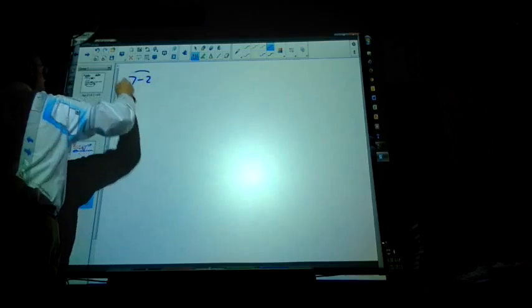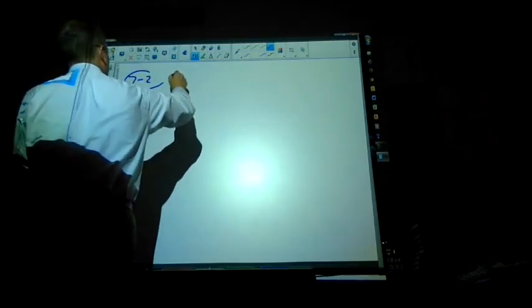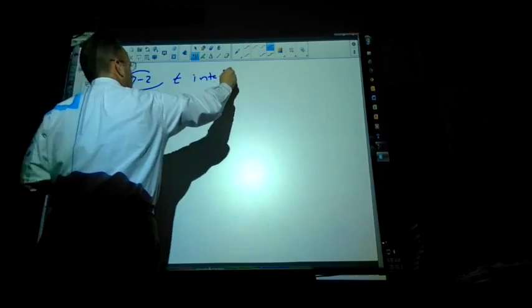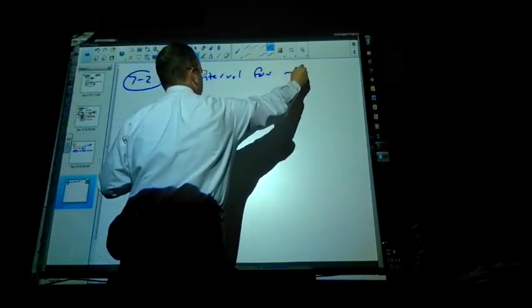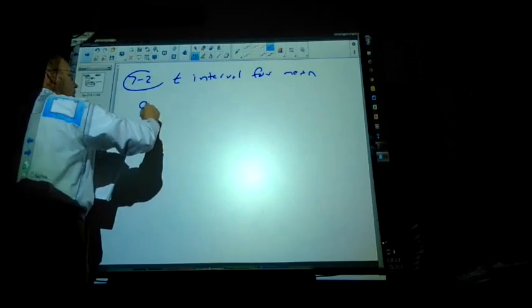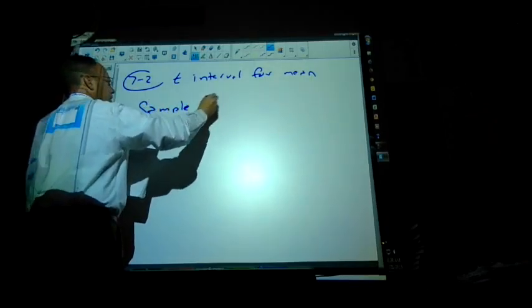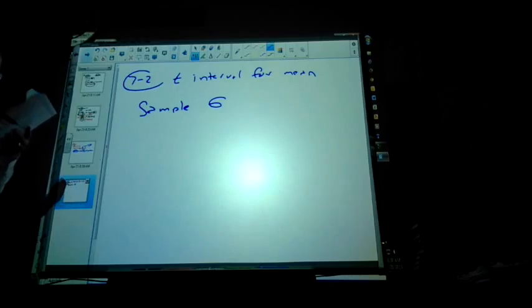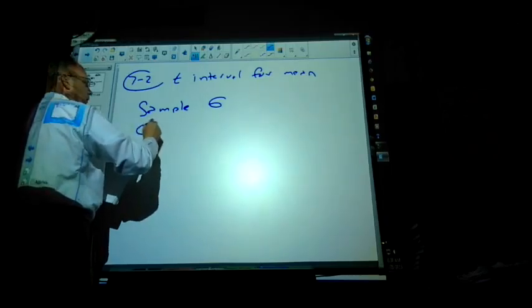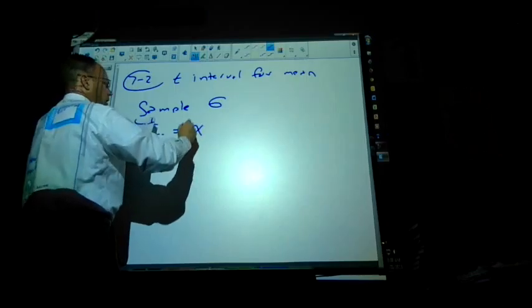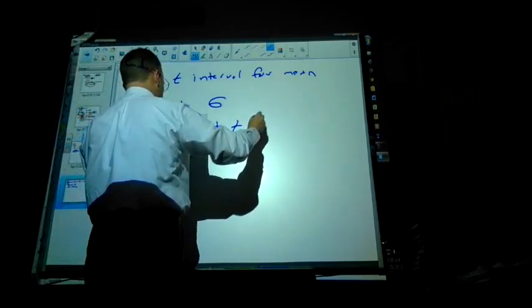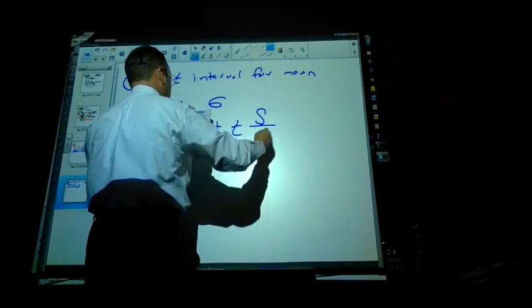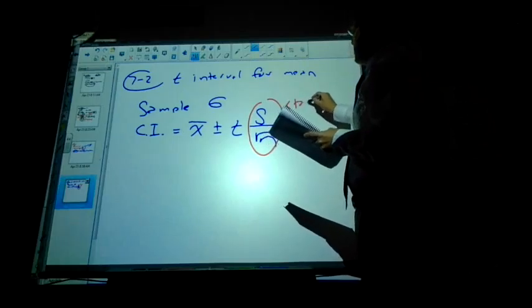We talked about the T interval, one mean. So you know when you only have the sample standard deviation, so the sample standard deviation takes place. Okay? And then your confidence interval is going to be x bar plus or minus t s over the square root of n. So this portion right here is the standard error.